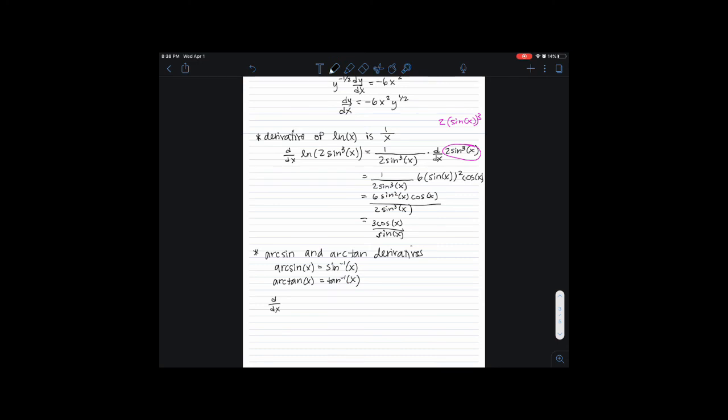And I just want you guys to remember that the derivative with respect to x of arc sine of x is 1 over the square root of 1 minus x squared. And the derivative with respect to x of arc tangent of x is 1 over x squared plus 1. So just write those on your cheat sheet, have them with you for the exam.